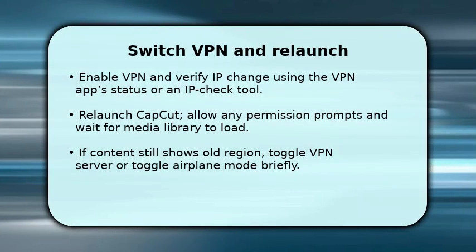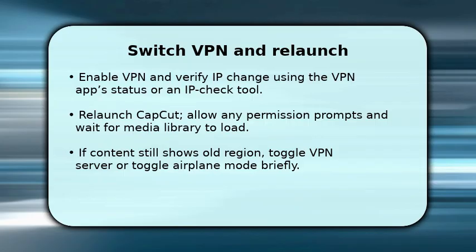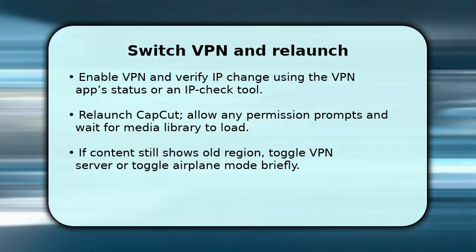With the VPN enabled, verify your IP and region have actually changed inside the VPN app. This matters because CapCut reads your network location on launch. Then relaunch CapCut and allow all permission prompts so the app can access storage and network. Watch the media library and template store load. Slower initial loads are normal over VPN.